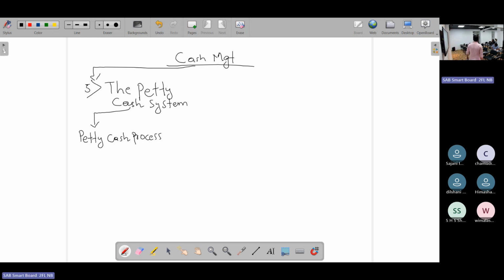Okay, petty cash focus. Here we discussed two things. I have given the entire petty cash purpose, but that petty cash purpose you can classify into two categories: money given to the petty cashier and payments made from petty cash.